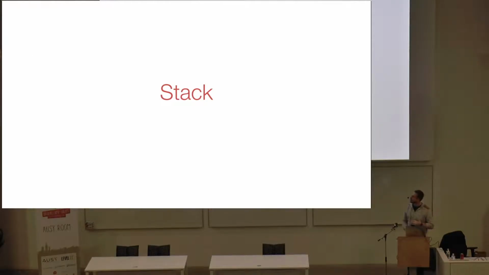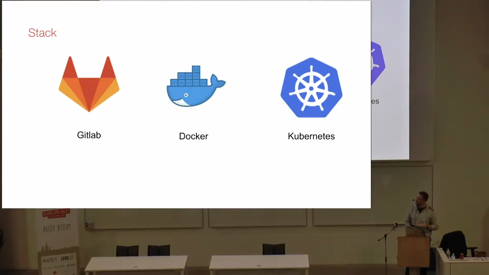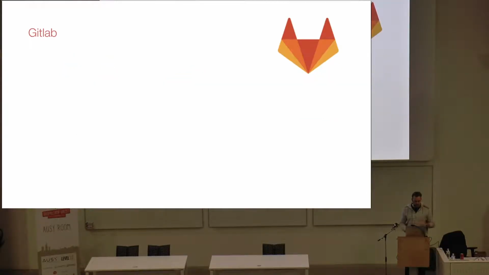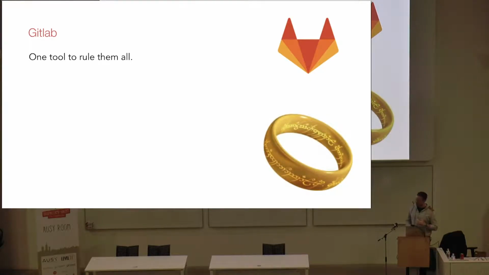The stack I've been using is a GitLab, Docker, Kubernetes setup. Now, GitLab, for me, is one tool to rule them all. It has a Git repository, it has CI/CD pipelines, and it has a Docker registry. It also has some extra functionalities, but those are not needed here.